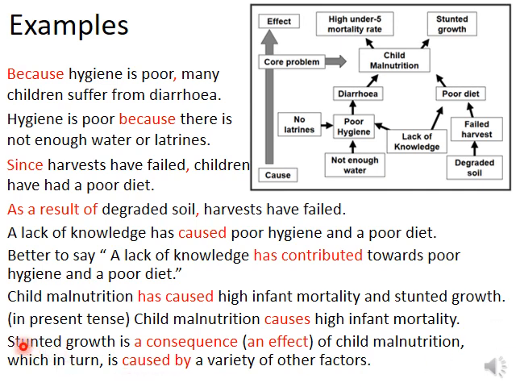Lastly, I'm putting a couple of things together here. Stunted growth is a consequence, or you could say stunted growth is an effect of child malnutrition, which in turn is caused by a variety of other factors. You can put multiple causes in a single sentence, but the risk is it becomes more complicated and harder to understand. So I would suggest you keep your sentences simple and short.